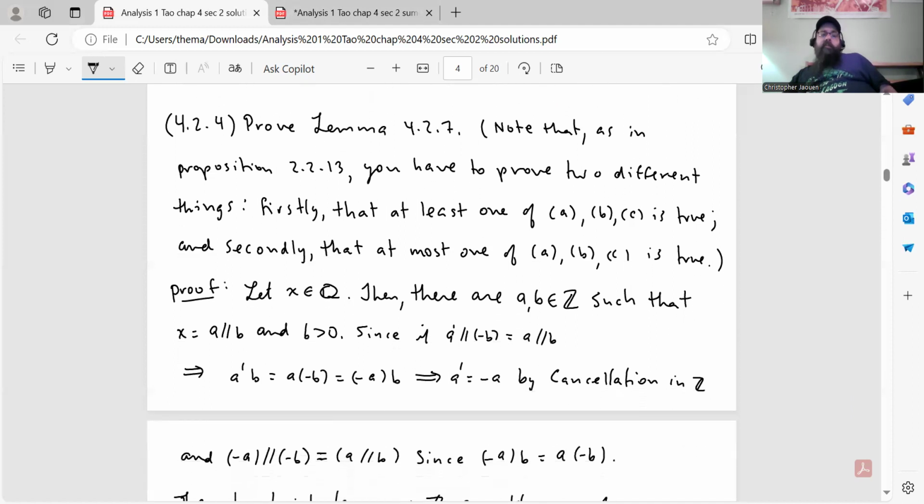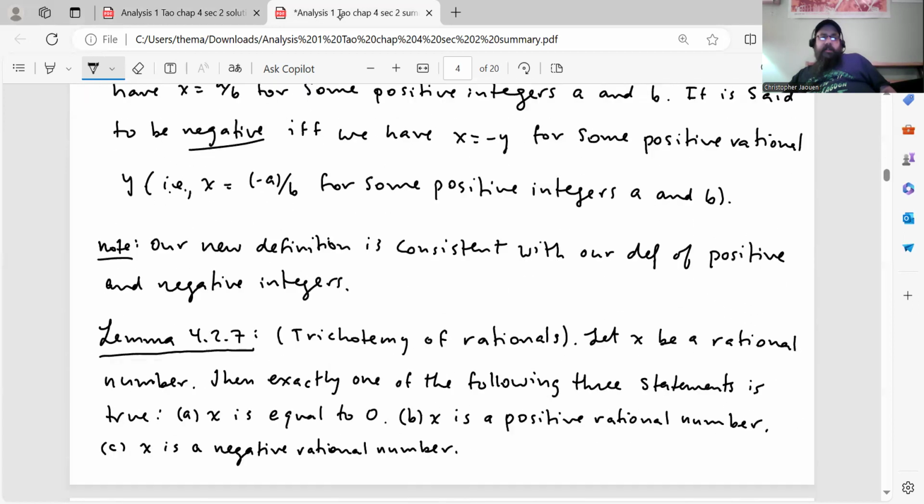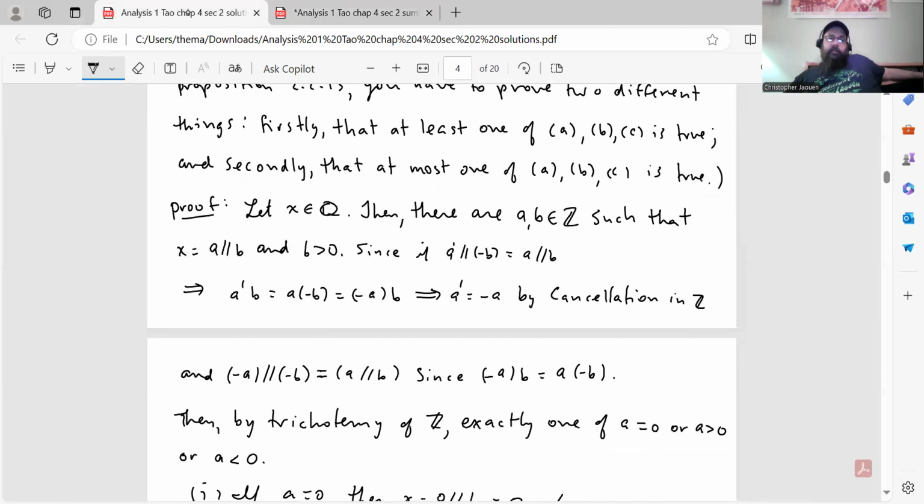Right, 4.2.4, prove Lemma 4.2.7, which I'll bring up here to remind you what that says. This lemma is on the trichotomy of rationals. So I'll read it out just so it's clear what we're trying to prove here. Let x be a rational number, then exactly one of the following statements is true. Either x is equal to 0, x is a positive rational number, or x is a negative rational number. All right, so let's prove that.